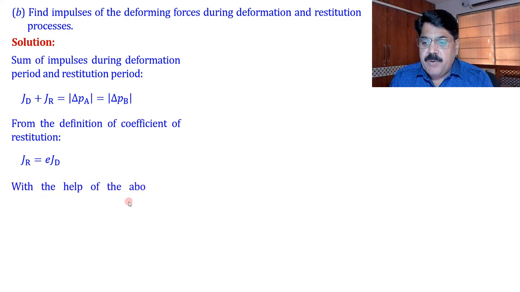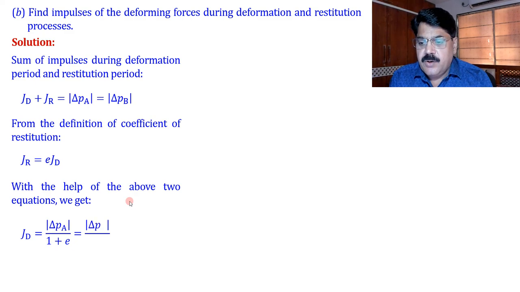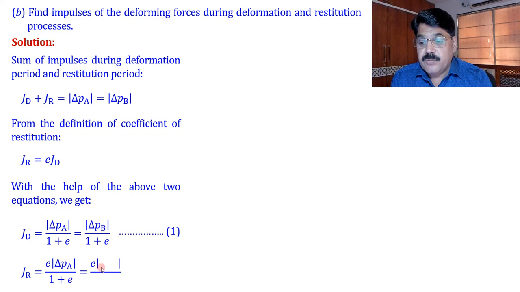With the help of the above two equations, we get JD is equal to delta PA upon 1 plus E, or delta PB upon 1 plus E. Similarly, that is equation number 1 that we have written earlier. JR is equal to E into delta PA upon 1 plus E, or E into delta PB upon 1 plus E. That is equation number 2.